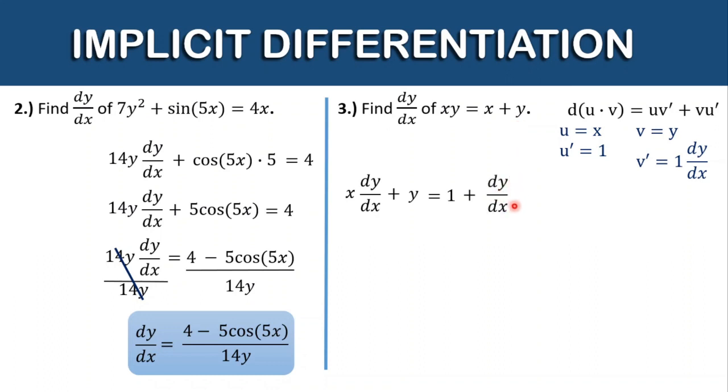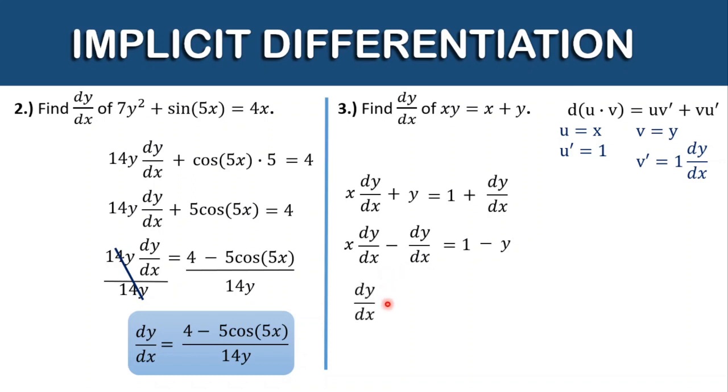And after this, what we're going to do is to isolate yung terms na may dy over dx. So ilagay lang natin sila sa isang side. So we have x dy over dx. Ito ilipat natin sa kaliwa. We have negative dy over dx is equal to 1. Itong y lipat natin sa kabila. We have minus y. Then dito sa left side natin, pwede tayong kumuha ng GCF which is dy over dx.